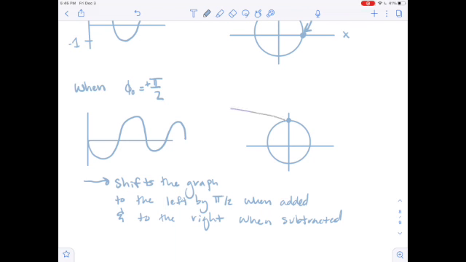So if we have cosine of omega t plus pi over 2, that will shift the graph to the left. And if we have cosine of omega t minus pi over 2, that will shift the graph to the right.